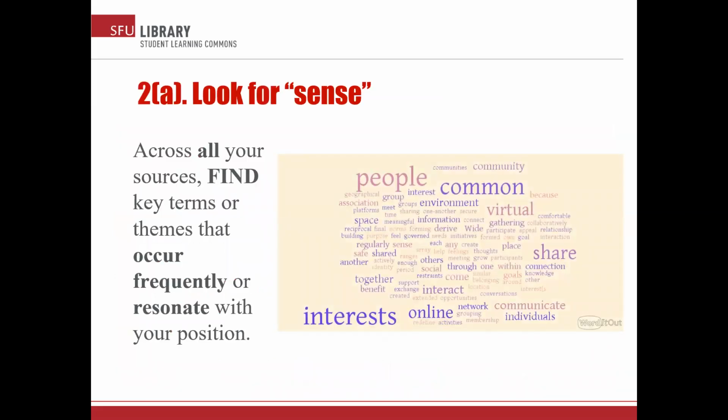When you're looking through your sources, you also want to look for any sense that you see. By this, I mean, when looking across all your sources, try to find recurring terms or themes that are present in these sources or resonate with your position. If you're able to find recurring themes that are in line with your own arguments, these are great pieces to incorporate into your paper, and they may even indicate that the field favors your position.